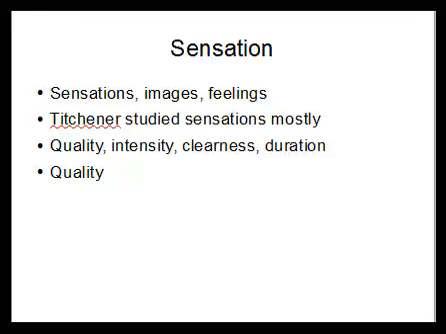Titchener focused a lot on elements of consciousness like sensations, images, and feelings. And we talk mostly about sensations here because that's what Titchener was mostly concerned with. And he had four different attributes for each type of attribute. He had quality, intensity, clearness, and duration. And you can read about what those are, but the one that he focused on mostly was quality, which gave things their characteristics.